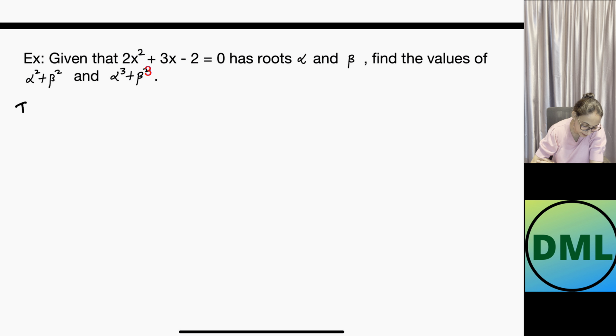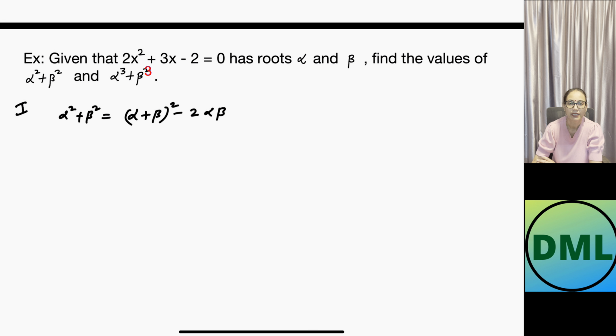The first method, to find out alpha square plus beta square, the formula we can replace it with is alpha plus beta the whole square minus 2 alpha beta. We will substitute the value for alpha plus beta and alpha beta. Let's figure out all the values from the given equation. Alpha plus beta will be given as minus b over a, which is equals to minus 3 over 2. My b value is plus 3 and a value is 2. So it is minus 3 over 2.